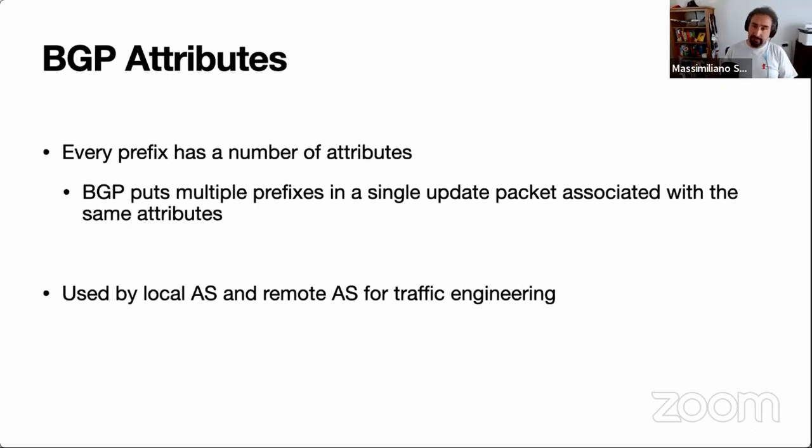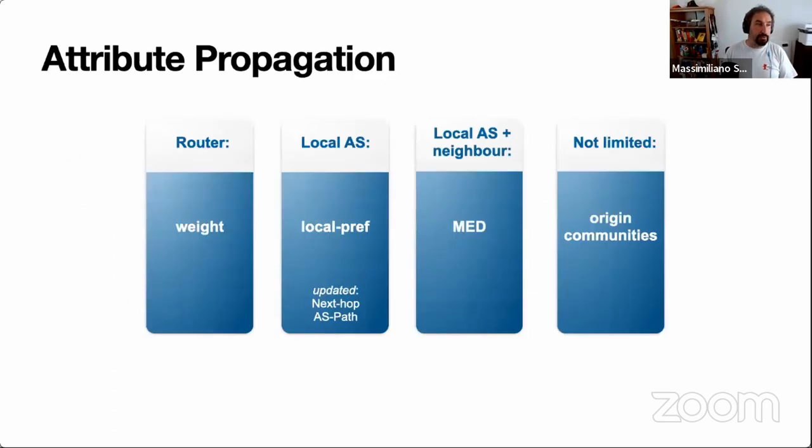So every prefix, every update has a number of attributes. Whenever you get a BGP update, there are these attributes. They're used for traffic engineering, so you have different propagation based on different attributes. At the router level, you have the weight, which doesn't appear in RFCs. It was created as a concept by Cisco at one point, but now every other vendor has it.